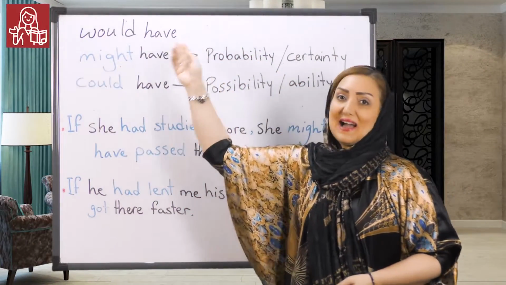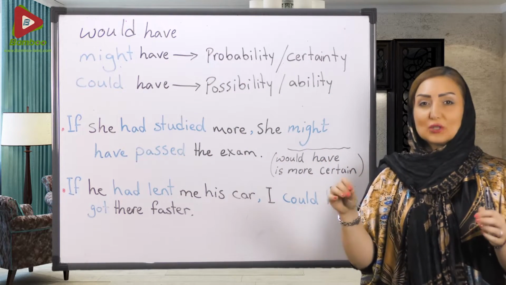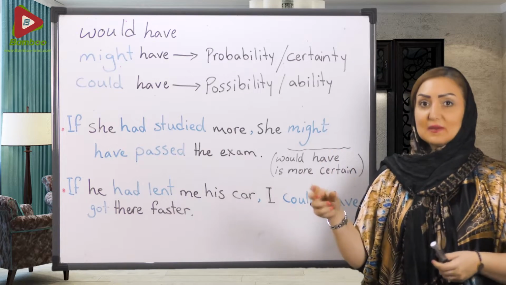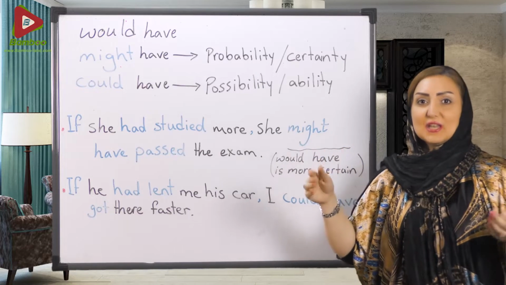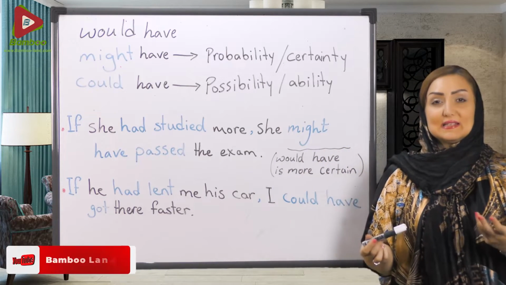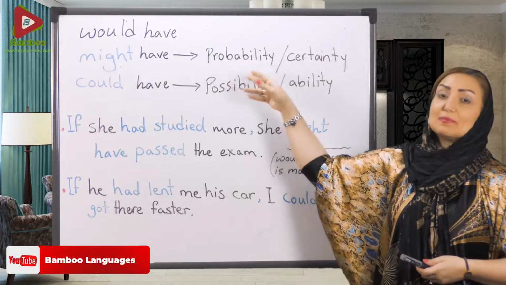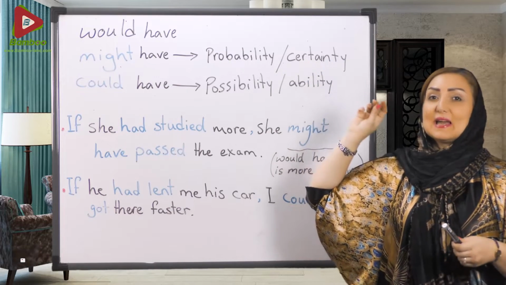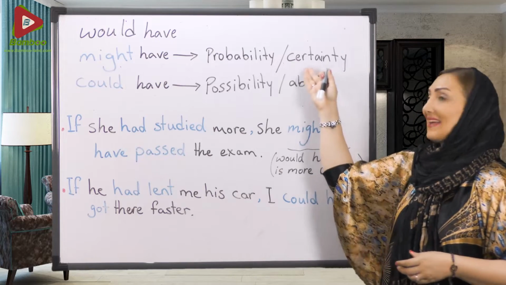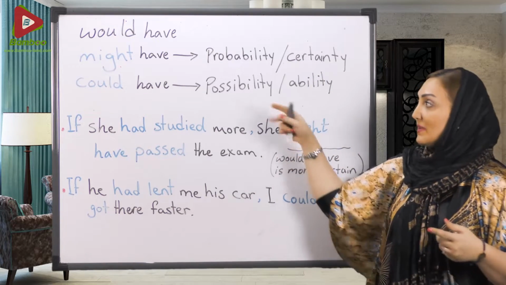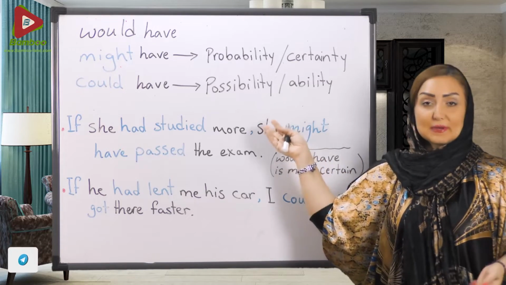When we use would have plus the past participle, our certainty is higher in that sentence. But when we use might have, what is the meaning of may and might? Might shows the probability. Something is probable. So, might have shows the probability or certainty. When we use could have, could means the ability. So it shows the possibility or the ability.